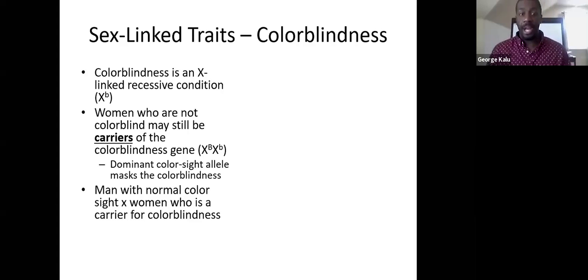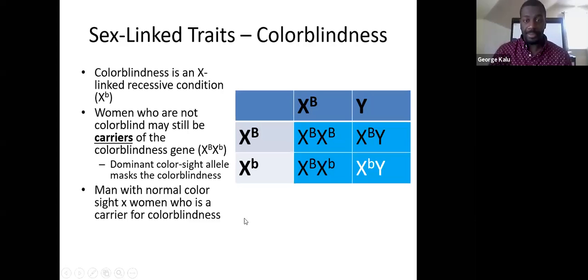Color blindness is a condition that is on the X chromosome, and it's an X-linked recessive condition. There are scenarios where a mother who is not colorblind is still going to be classified as a carrier for it. If she has just one X little b allele, one recessive allele for color blindness, she is considered a carrier.